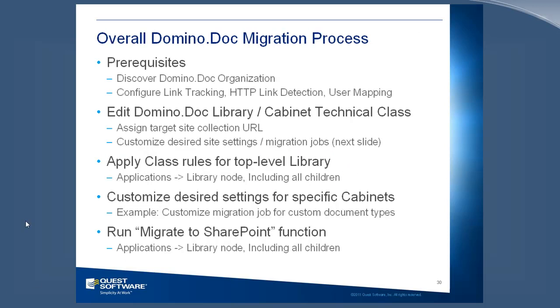So the overall migration process is very similar. You do your discovery, you edit the technical classes. Now we have technical classes for the library and the cabinet to assign the top-level URL, customize the settings, and then you apply those rules down to every database that's implemented in the document library, and then you can customize it at the individual cabinet level if you want to grab that one extra field or whatever, and then you run the bulk migrate to SharePoint function.